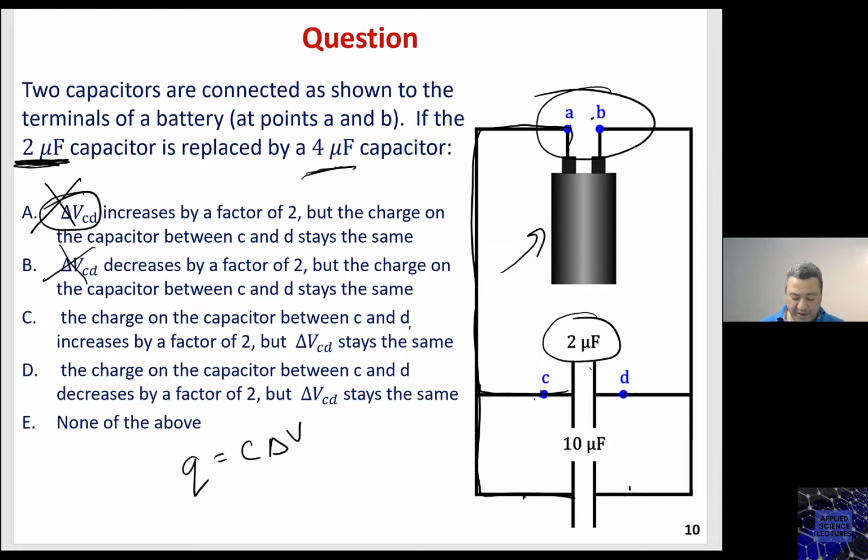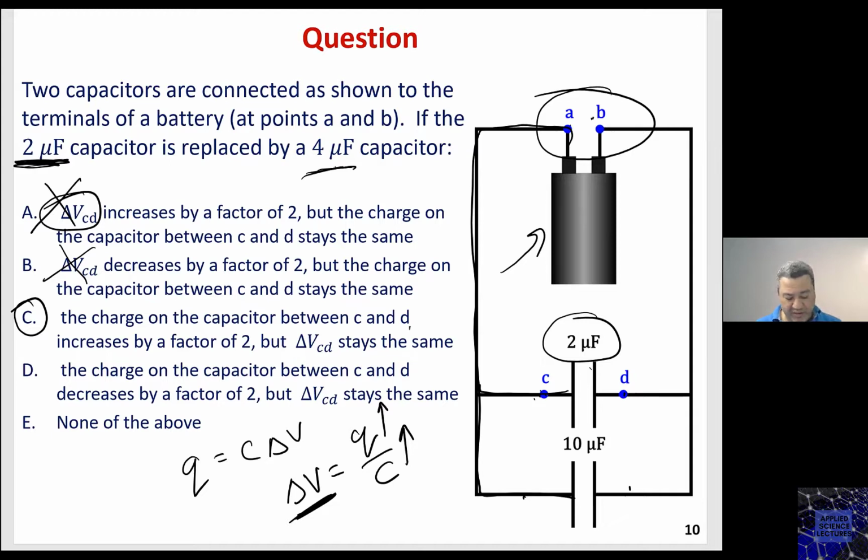So if the capacitance has increased, here we have delta V. Again, we said that the potential difference is not going to change. So delta V equals Q over C. If C increases by a factor of 2, definitely Q will also increase by a factor of 2 because the ratio has to stay the same. And yes, C seems to be the correct answer among those five options here.